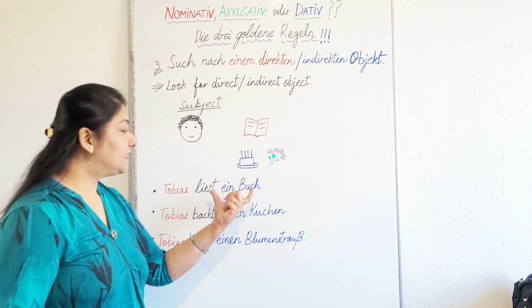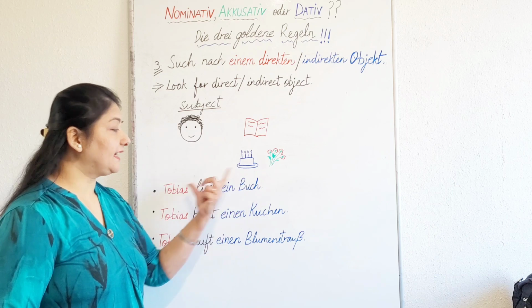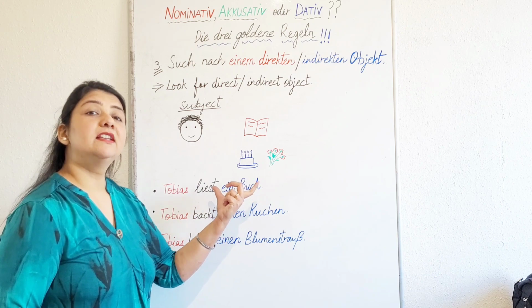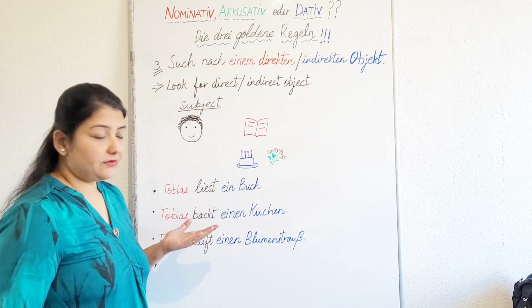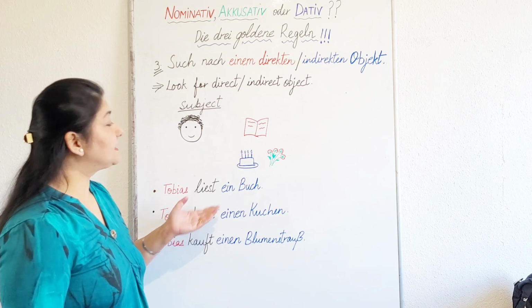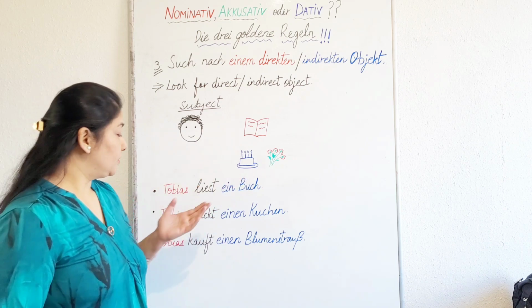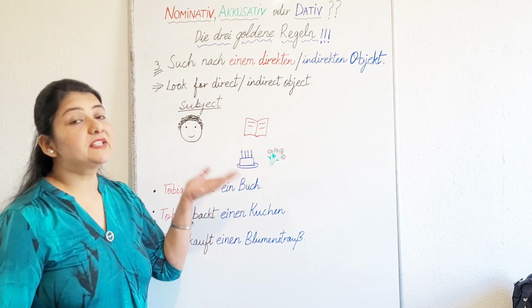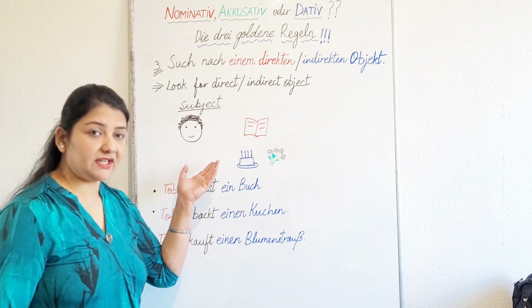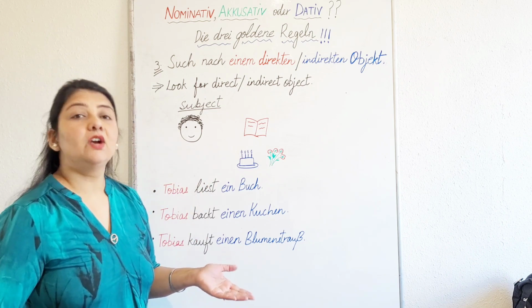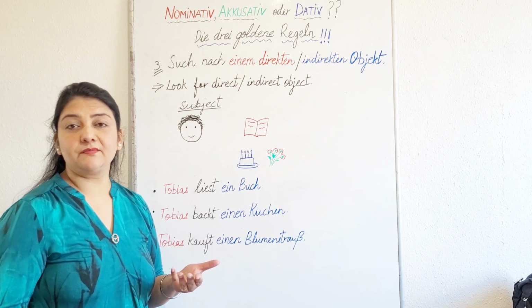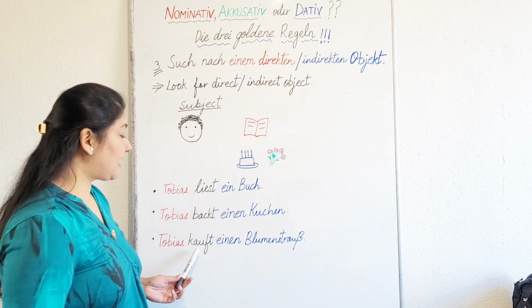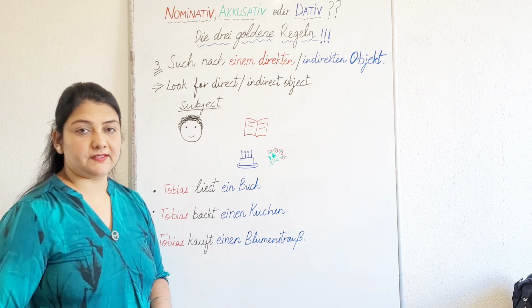So here the direct object, the thing which is being directly affected by the action of Tobias reading, is the book. That is the direct object. Another example, Tobias backt einen Kuchen. So here too the subject, who is baking? Tobias. That is the subject. And what is he baking? What is the thing which is being directly affected by his baking? The cake. Yeah. Another example, Tobias kauft einen Blumenstrauß.